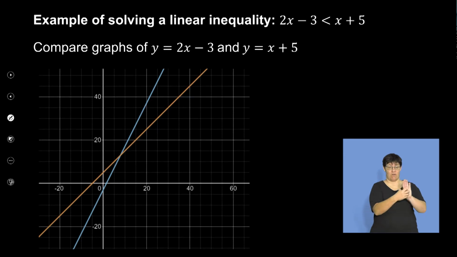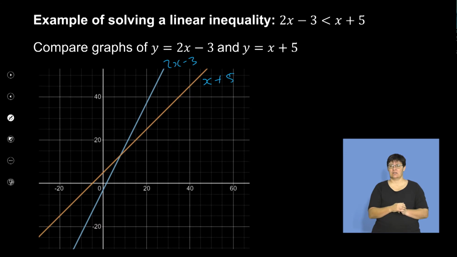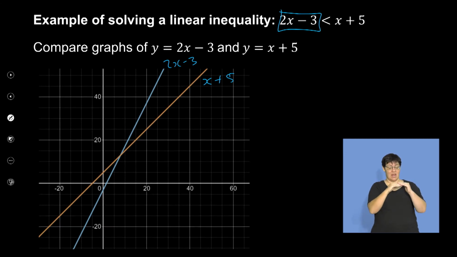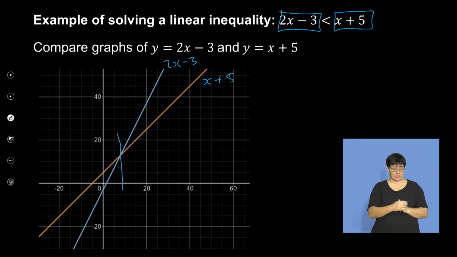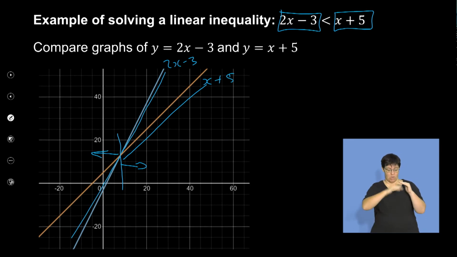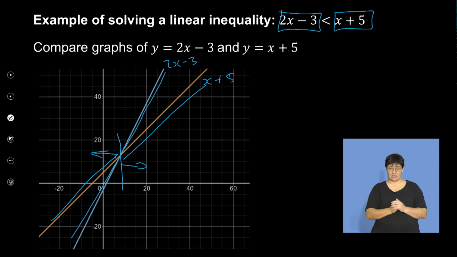So to show you the two graphs, my blue graph here will be the 2x minus 3, and the other color here, which is like orange, will be x plus 5. Now this is simply saying I want where the blue graph is below the x plus 5 graph. Now we will look at where they are first intersecting, right? And we use that as our midpoint. On the right-hand side of this, you can see the blue graph is above the orange graph. But on the left-hand side here, the blue graph is below the orange graph.